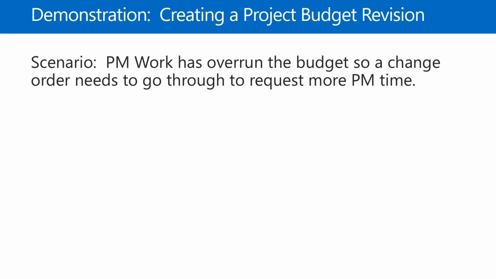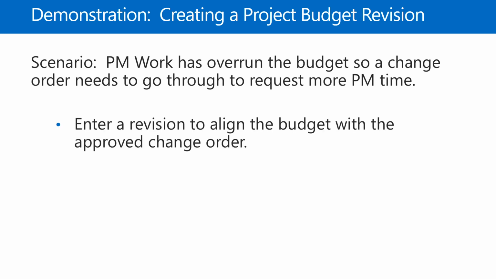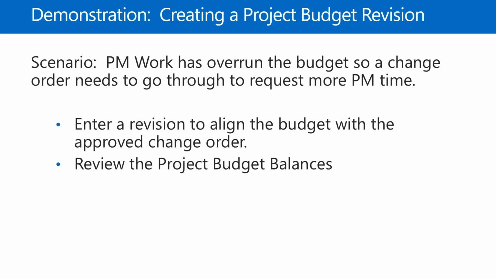We're going to assume the change order was approved. So what we're going to do is enter a revision to align the budget with the approved change order. And then we'll review the project budget balances inquiry just to show you how it's been updated. And then finally, there's a revision document that's actually available to look at from an auditing perspective. So we'll take a look at that as well, just so you can see it.